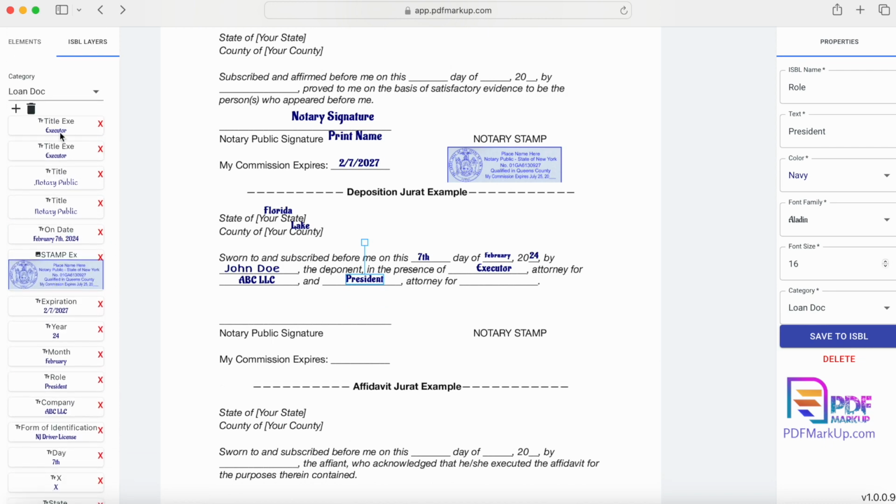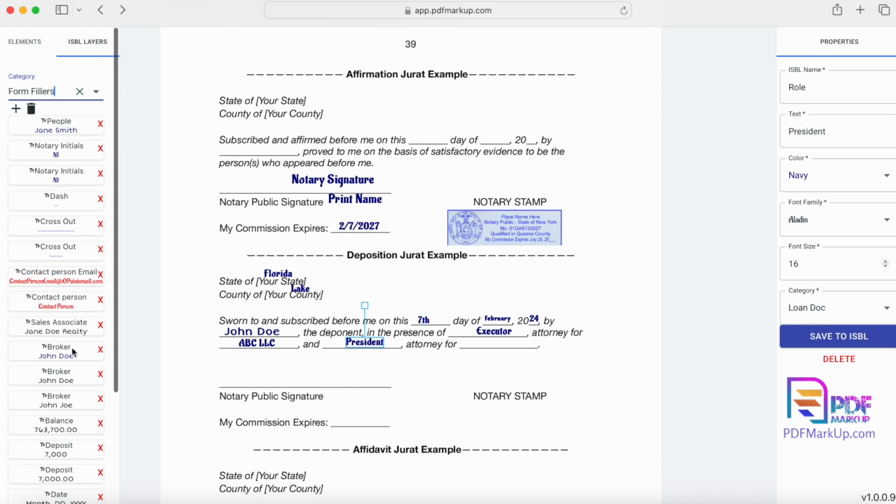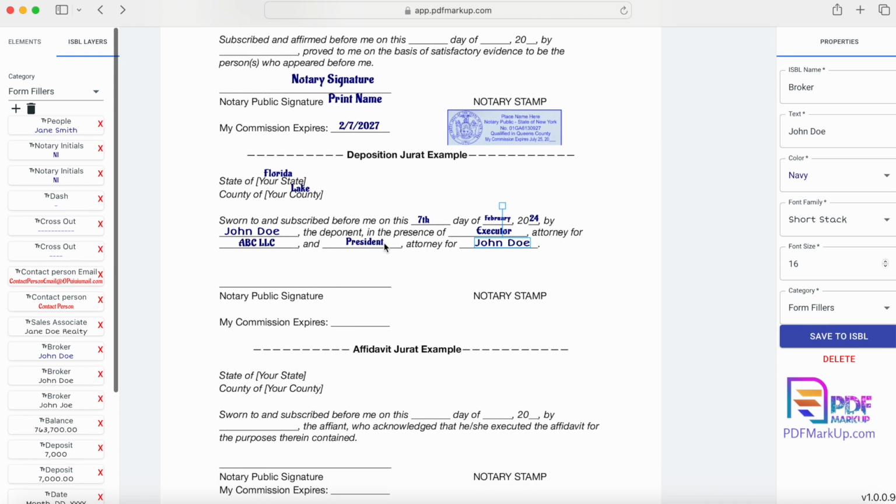An attorney for John Doe. Let's just use John Doe again. And the attorney for John Doe. So this is basically how you would fill something like this out. Just read it in full and then you understand.